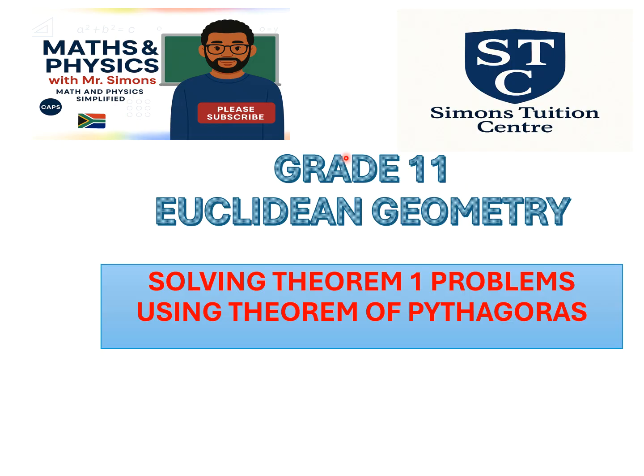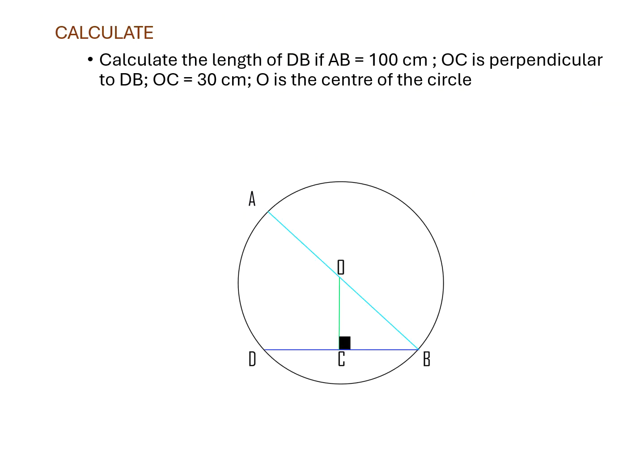Today's lesson, grade 11 Euclidean geometry. So we've proven theorem 1 for you, 1a and 1b, but now we are looking at how we solve problems using those theorems and how the theorem of Pythagoras basically always appears in these problems and we have to use it to solve. So let's look at problem number 1.